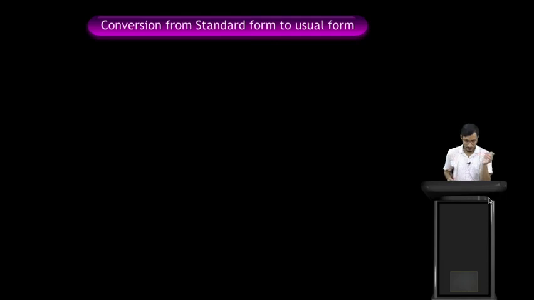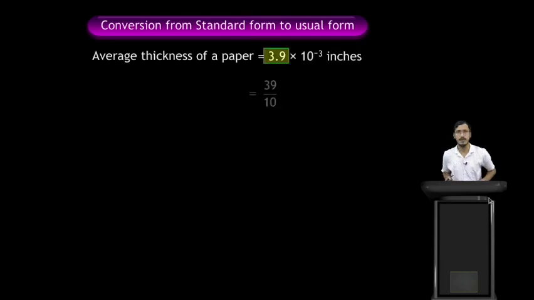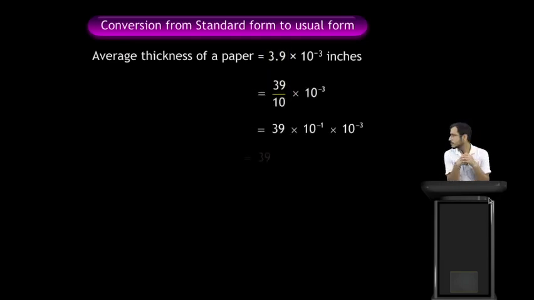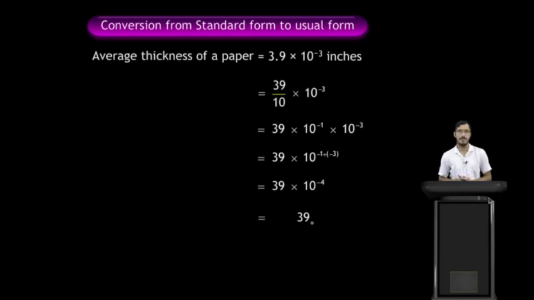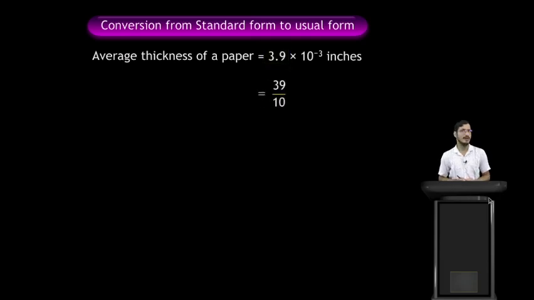Now we have one more example here. Average thickness of paper is 3.9 into 10 to the power minus 3 inches. Okay students, let's do it. Try to convert this number into usual form. So tell me, what will we do here? First we convert the decimal number into fraction form. So 3.9 will be equal to 39 by 10, and here into 10 to the power minus 3.